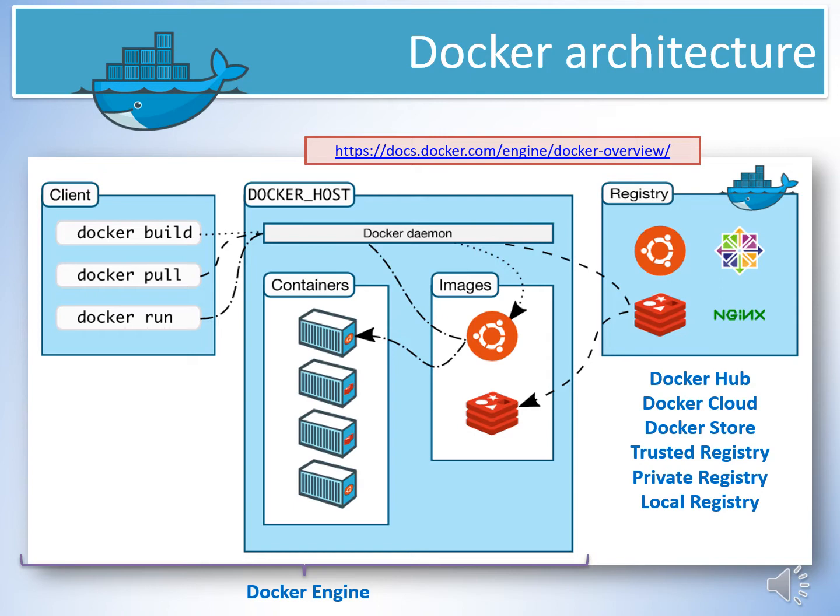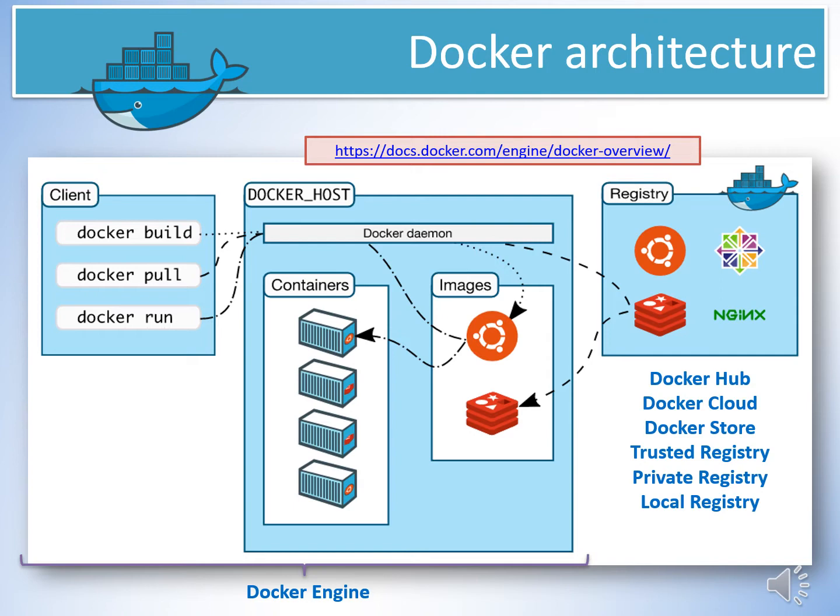Now back to the client box on the left. It is listing three most popular Docker commands. Docker build allows you to build a Docker image. Docker pull allows you to pull a Docker image from some registry into your local store. Docker run allows you to run a Docker container based on some Docker image.